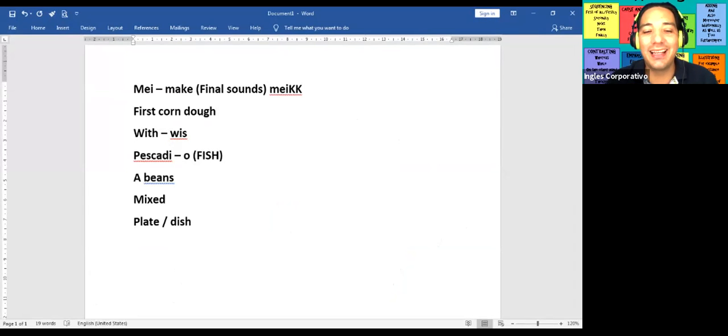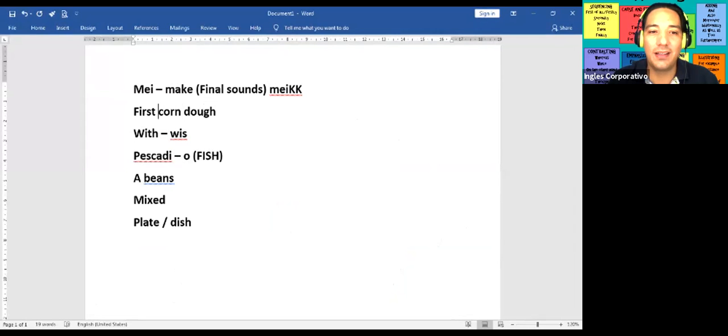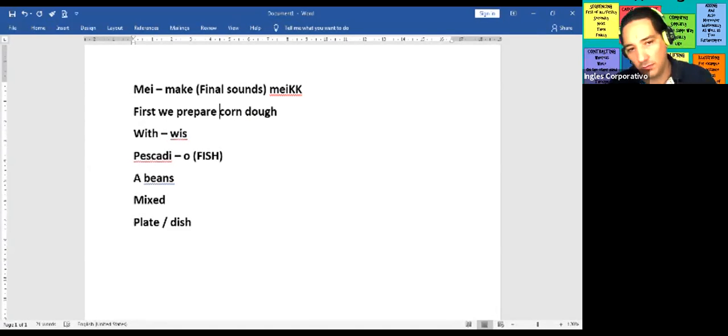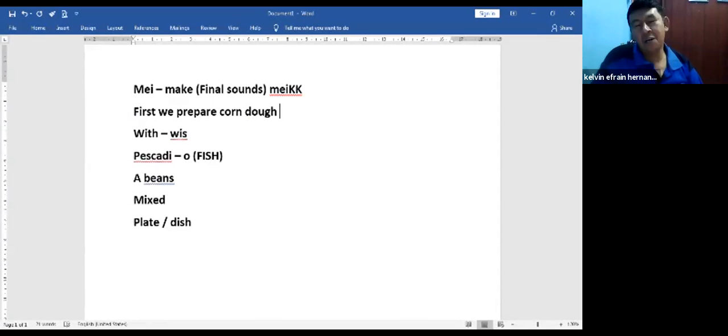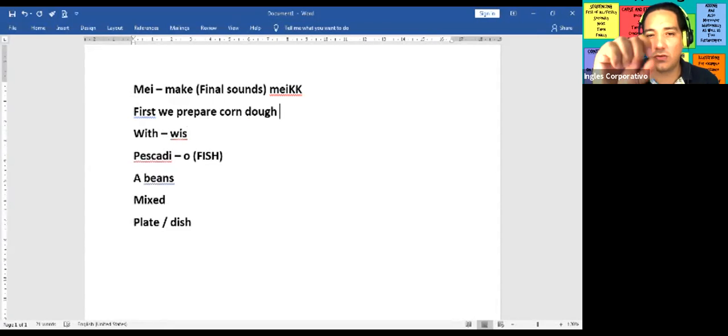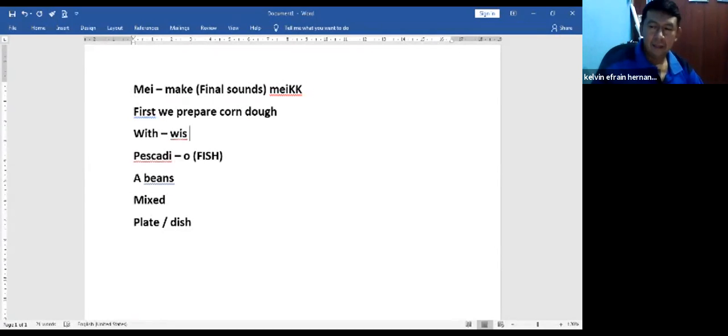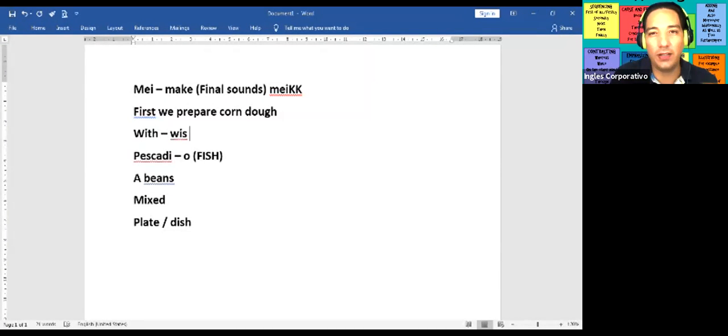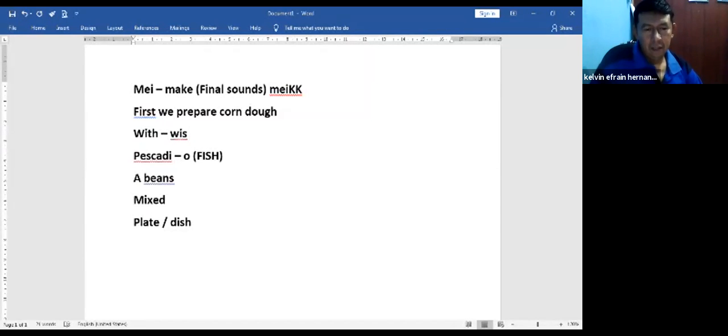Okay, so first corn dough. Ahí me perdí, falta algo ahí. First, we prepare, quizás, we prepare corn dough. Primero preparamos. Dije harina de maíz, no coloqué la palabra. Ah, no, sí lo decías antes. Corn dough, masa de maíz. Pero ahí solo decías first corn dough. Y yo me quedé, first we prepared. Sí, no había sujeto ahí. No había acción, solo dijiste el objeto. Sí. First, okay, good.